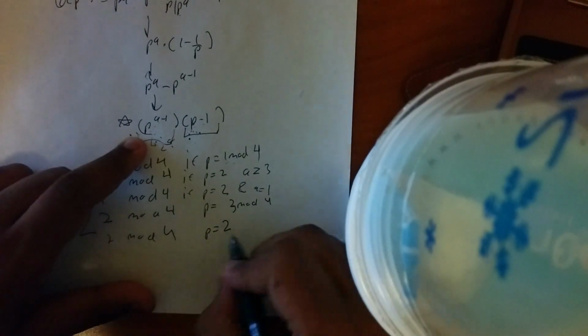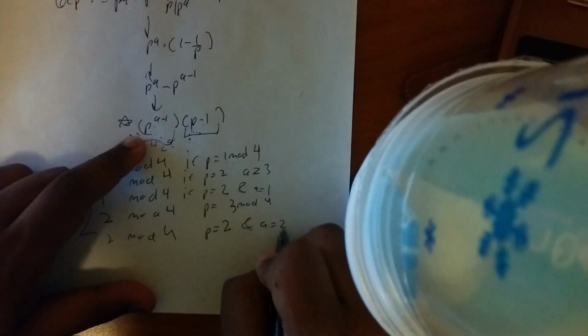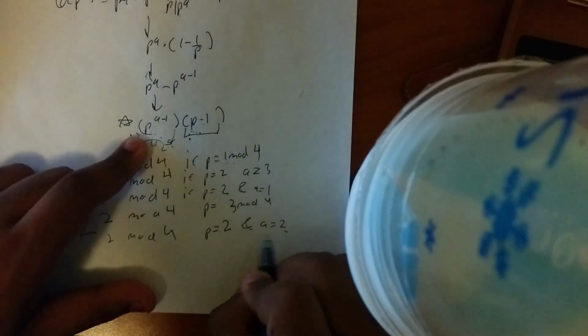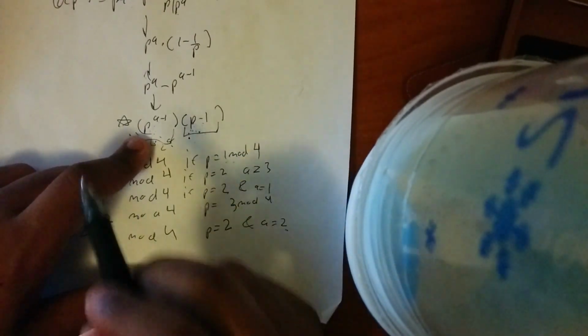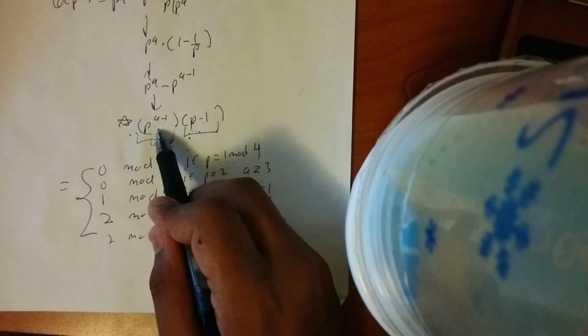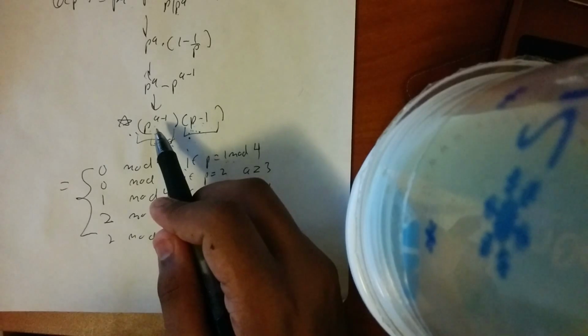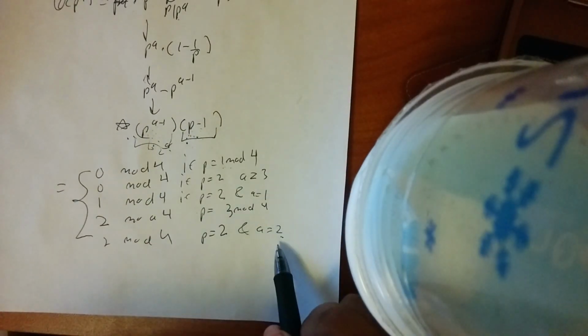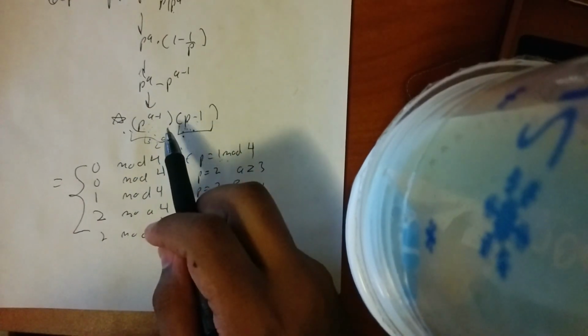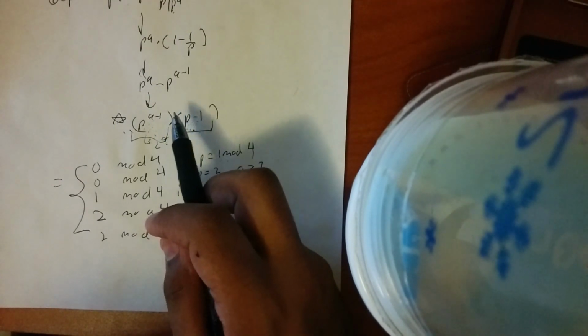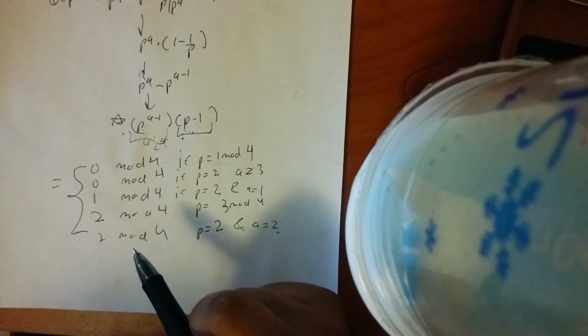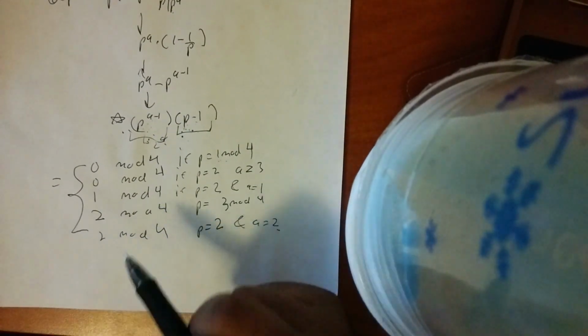And then the only other case is that a has to equal 2, because if a is greater than 2, then I have a multiple of 4. So again, plug in a equals 3. This gives me 2 squared, which is divisible by 4. But if I have a equals 2, I have a quantity of 2 to the 1, and that's going to give me 2 when I do mod 4.